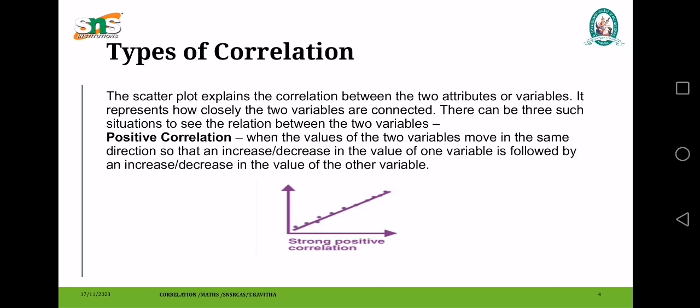The first one is positive correlation, when the values of two variables move in the same direction so that the increase or decrease in the value of one variable is followed by an increase or decrease in the value of the other variable. That is called positive correlation. Here I give the diagram for strong positive correlation. It explains the positive correlation.